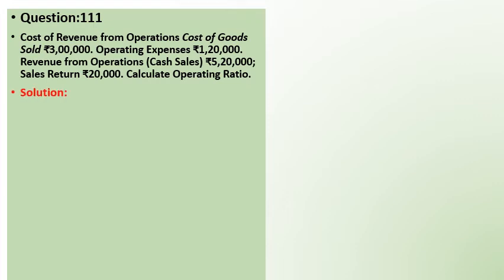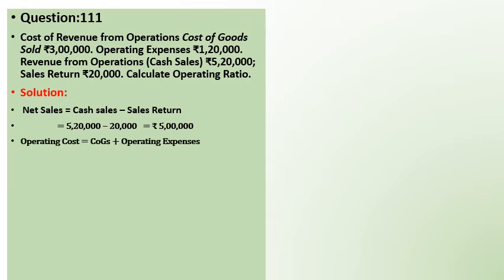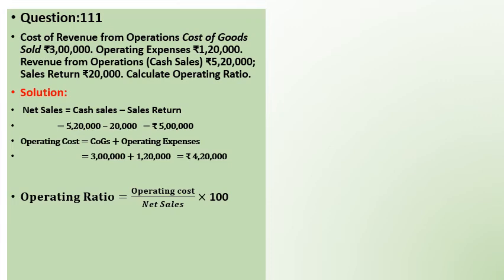Now cash sales is given, that's why you have to minus sales return to get net sale, and we get 5,20,000 minus 20,000 is equal to 5 lakhs, that is net sale or revenue from operation. Operating cost is equal to cost of goods sold plus operating expenses, so 3 lakhs plus 1,20,000 is equal to 4,20,000. So now operating ratio is operating cost by net sale into 100, which comes to 84%.